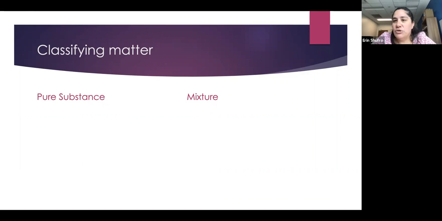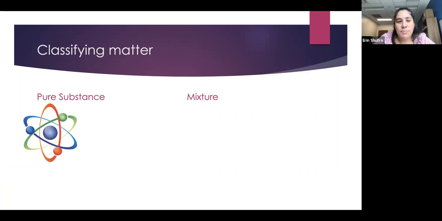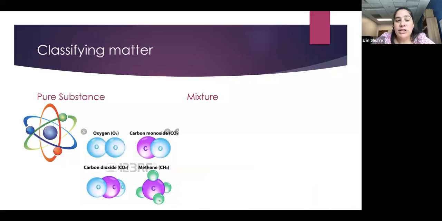There are basically two types of matter. There are pure substances and mixtures. Pure substances are things like atoms. There are also things like compounds, right? For example, oxygen, carbon monoxide, carbon dioxide, water, methane, right? Compounds are also classified as pure substances.